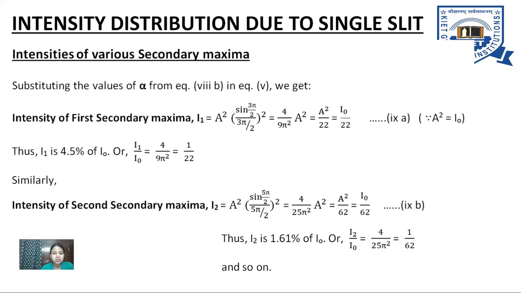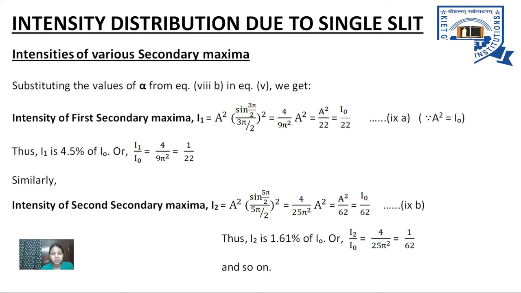Similarly, since the value of alpha for the second secondary maxima is plus minus 5 pi by 2, we can find out the intensity of the second secondary maxima, which we denote by I2, and it is a square times (sin 5 pi by 2 upon 5 pi by 2) whole square. Now this is equal to 4 upon 25 pi square a square, which is equal to a square upon 62, which is equal to I naught upon 62.